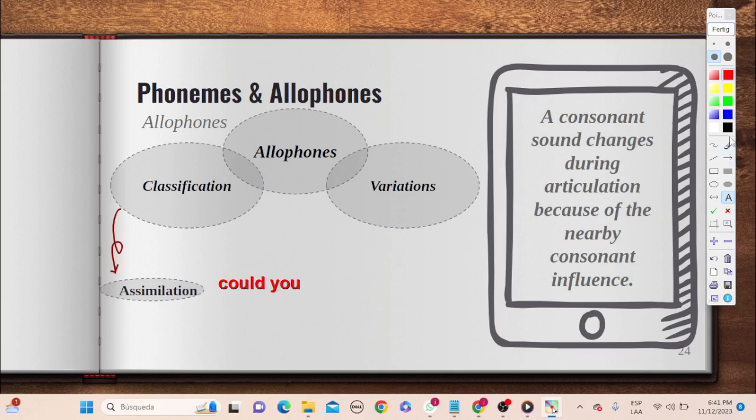And also the same thing is going to happen with the sentence would you, would you. So here, as you can see, the sound is j, j, so the consonant sound is going to change. So it's a kind of assimilation.